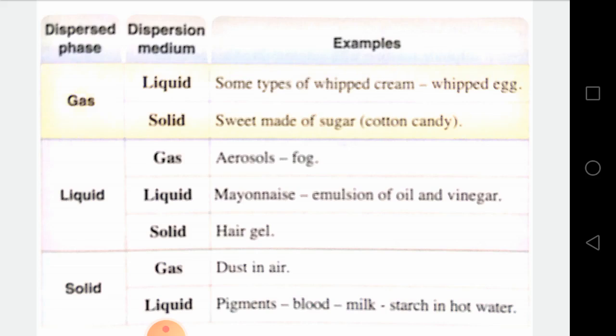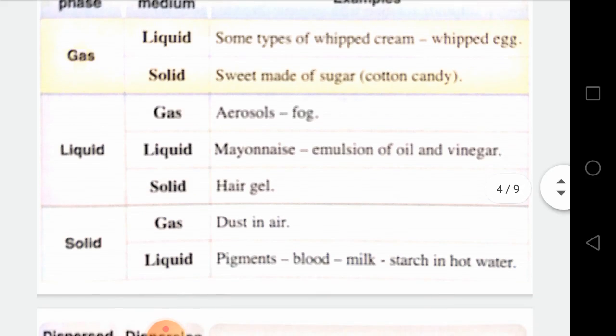But in the case of liquid in gas, this is like fog, like aerosols. This is liquid dispersed in gas. What about liquid in liquid, like mayonnaise? This is oil dispersed in water, an emulsion of oil and vinegar. Okay, liquid in solid, like hair gel.